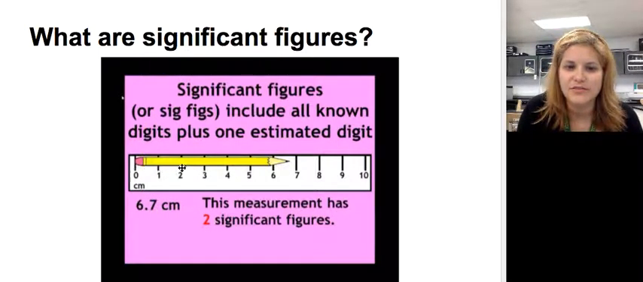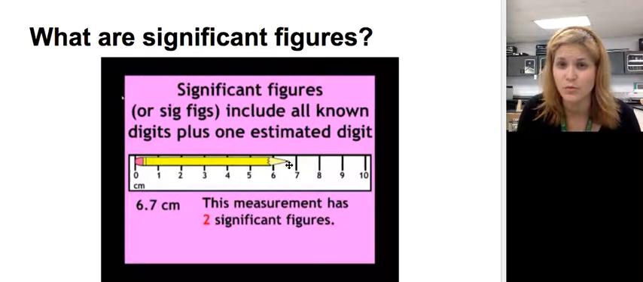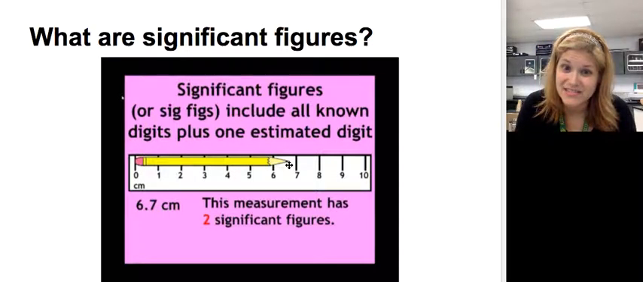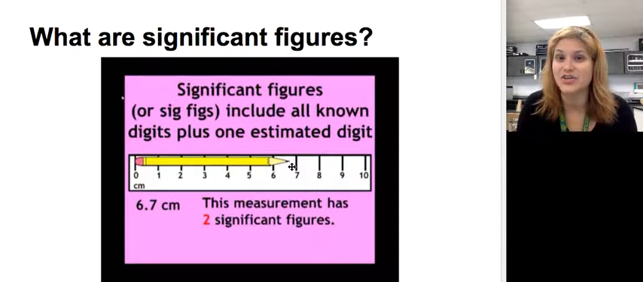So when I'm looking at this ruler, what I want you to see is that we can measure exactly to the 6 centimeter mark. But then we can tell that it goes a little bit past that. Now about how much past, we're not totally sure, so we're going to estimate it. So that's why it says all known digits, so the known digit is the 6, because we can see it right here, plus one estimated digit, so that's the 0.7. So we can see that it's a little bit farther than halfway, so probably more than 0.5, 0.6, 0.7, maybe even 0.8. So we're not completely sure, but it's a good estimate.